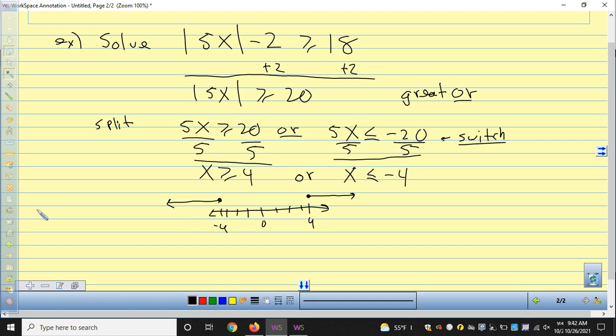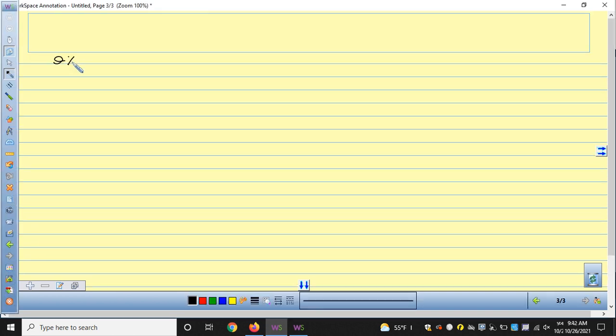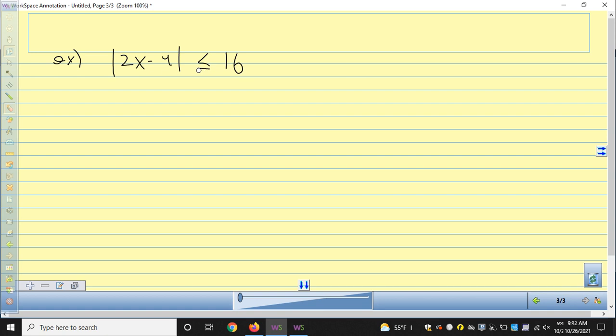Okay, let's look at another one. Absolute value of 2x minus 4 is less than or equal to 16. Well, we already have the absolute value by itself. This is less than. Actually, I'm going to change this just to less than. So I'm thinking less than.